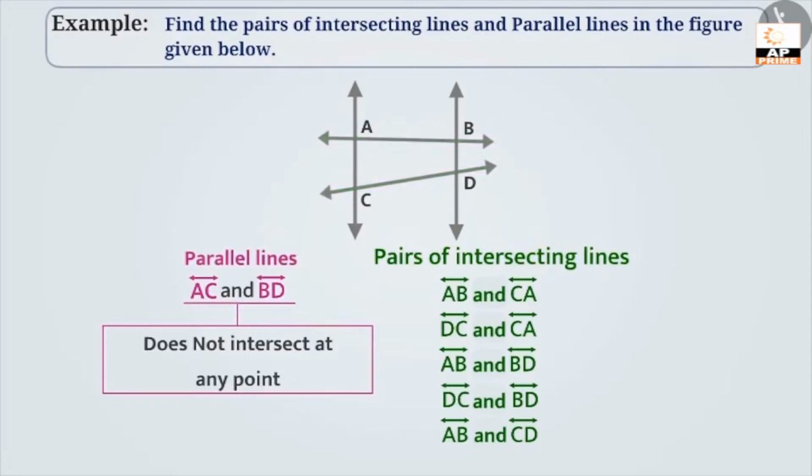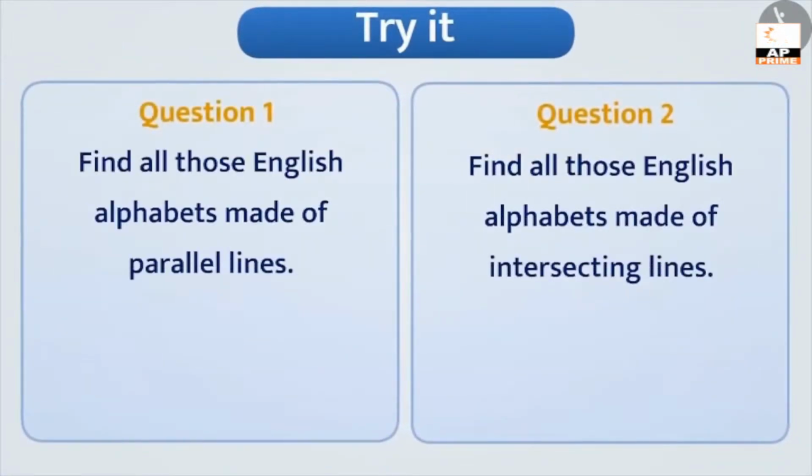Now you know about parallel lines and intersecting lines. So, try to solve the following questions yourself. Question 1. Find all those English alphabets made of parallel lines.